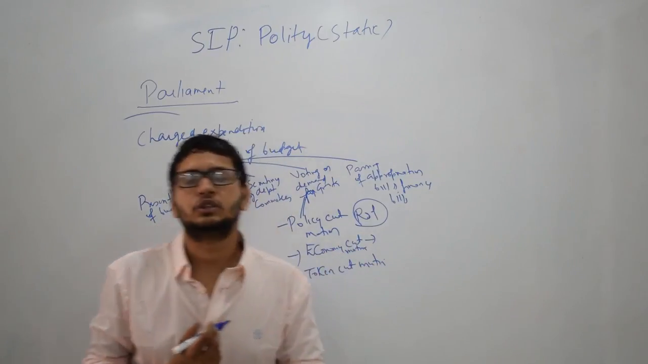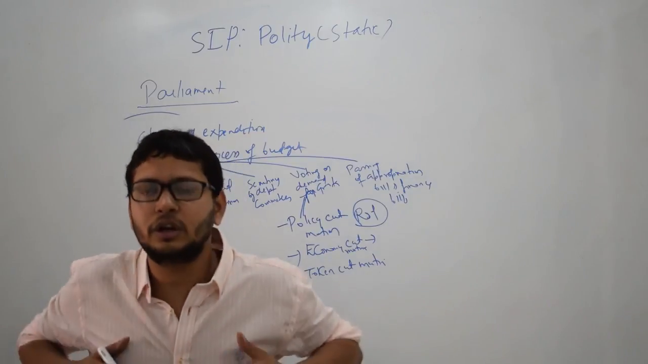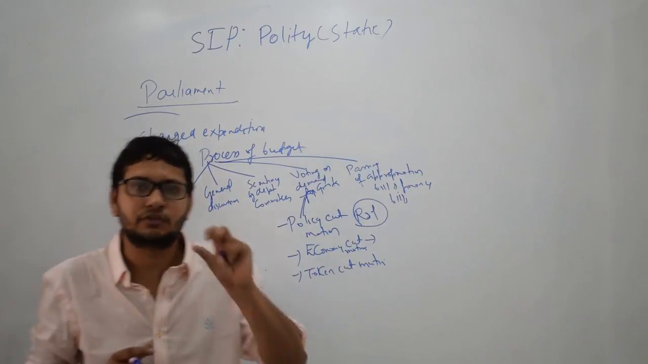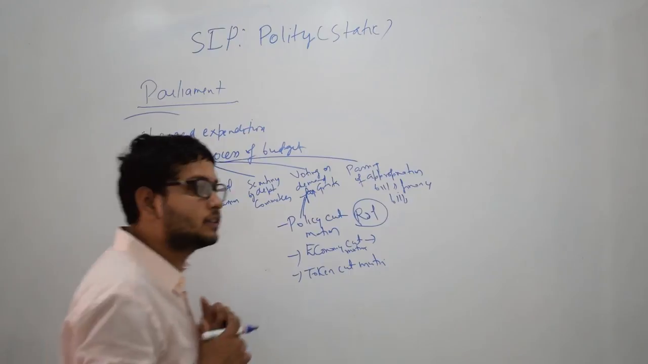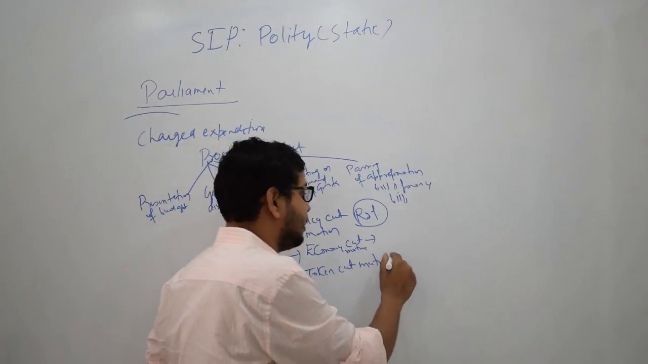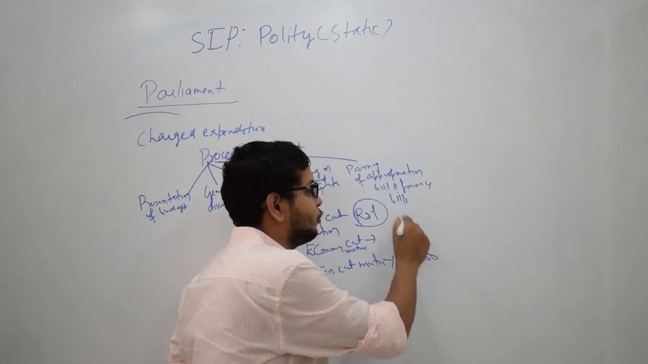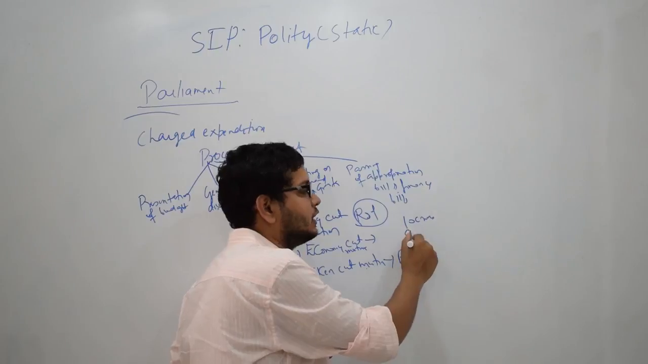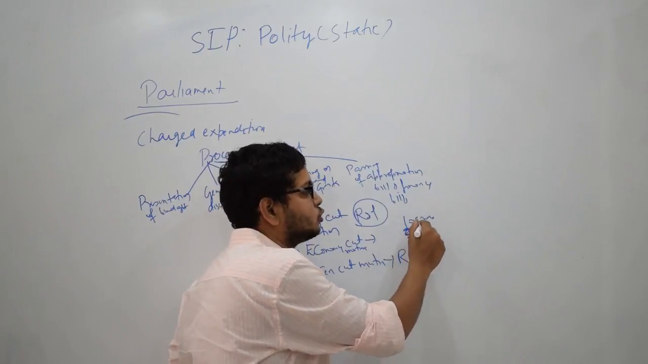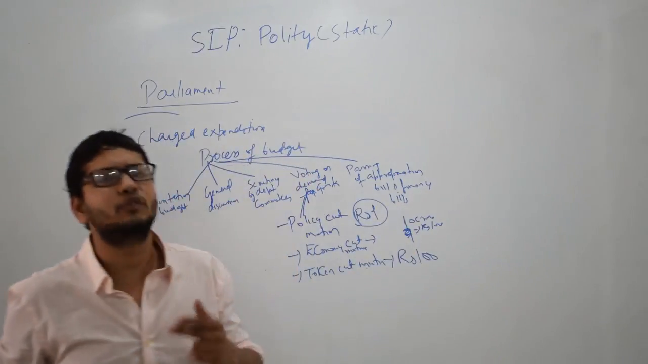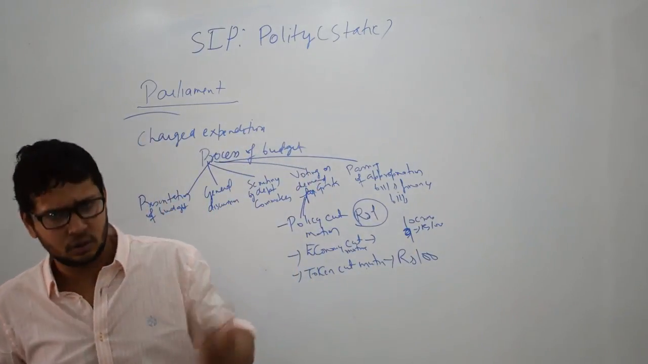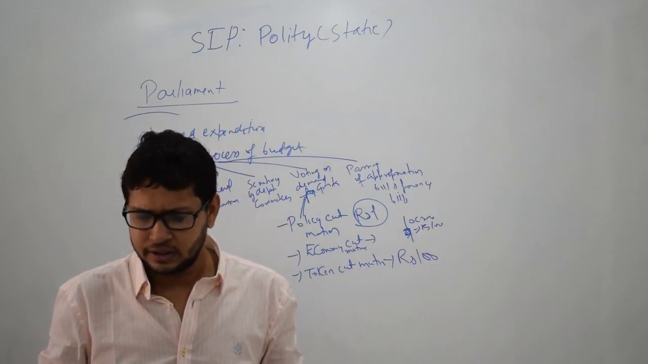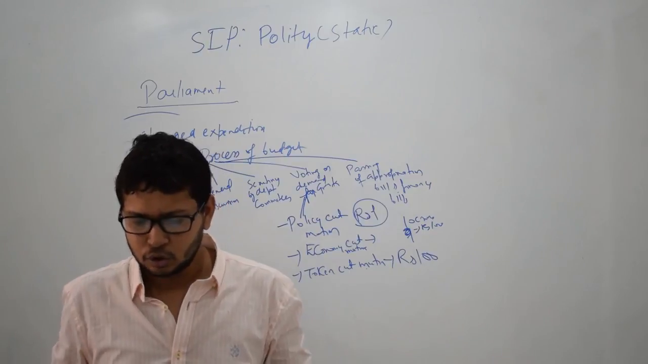Third is token cut motion. So here the opposition is not disagreeing with the government on the overall policy, but it has some grievance with some specific part of the policy, and therefore it suggests that the amount should be reduced by ₹100. So if 10 crore is given, it suggests that it should be reduced by 10 crore minus ₹100. It's kind of a token cut. The opposition wants the policy to be passed, but to register their disagreement, they make this kind of token cut.